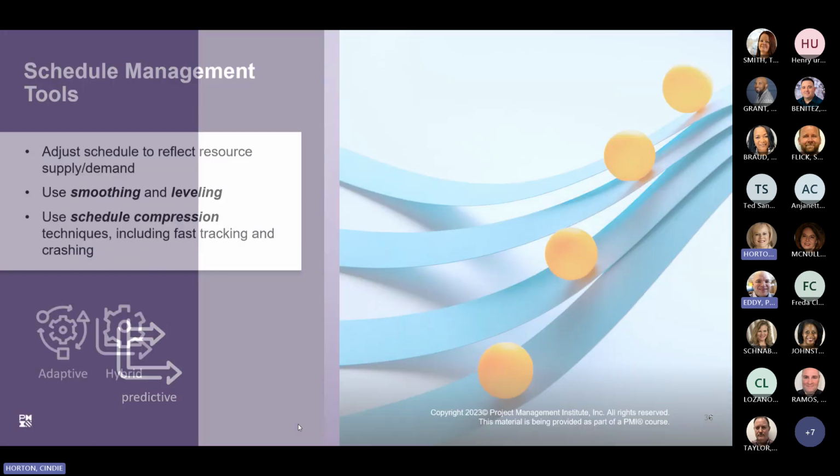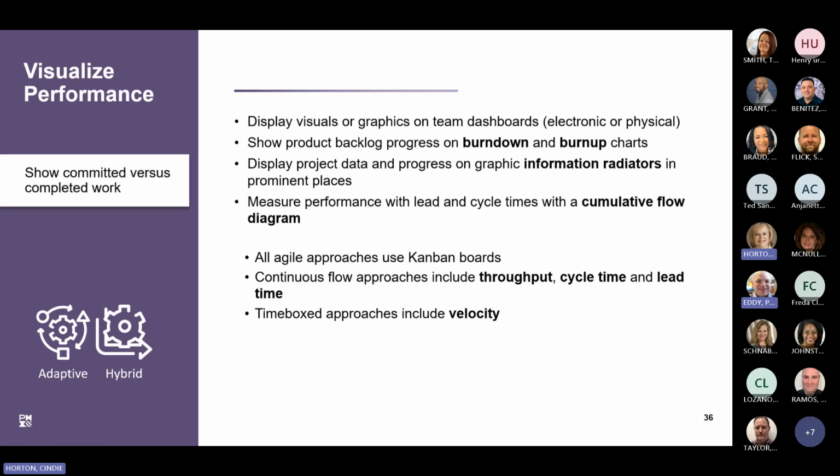Okay, so 36. So tracking performance and rendering visualizations is a powerful way of demonstrating progress. Reporting and displaying team progress and accomplishments is extremely important to keep the team motivated, but also for communicating to others about the work of the team. Boards are used in most adaptive methods and they vary by the detail included. For example, in a continuous flow approach, throughput, cycle time, and lead time are more often used, whereas in time box methods, velocity would be the measurement used.